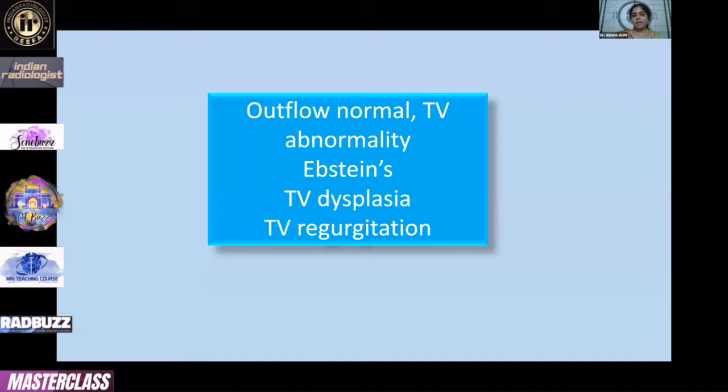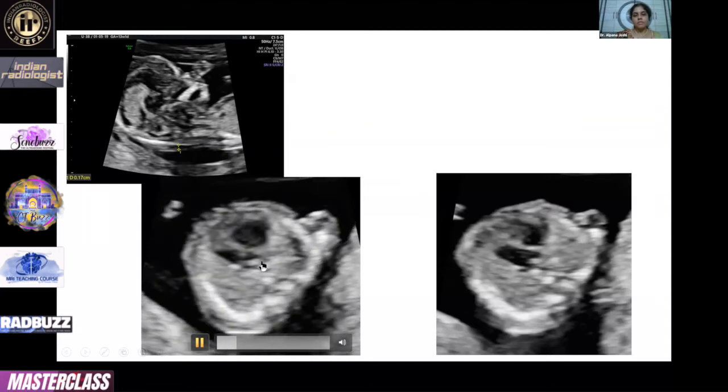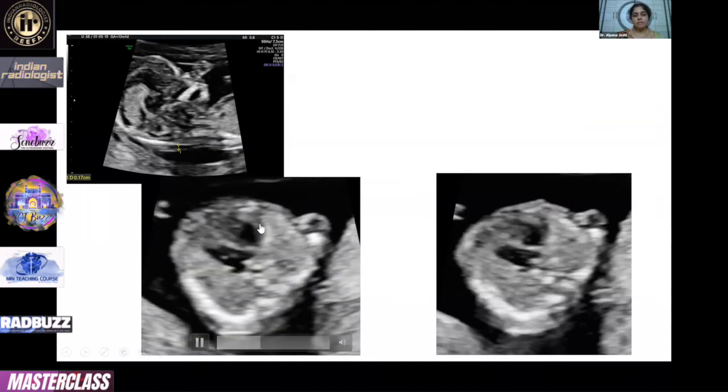It is not Ebstein's because we've seen that the valve was structurally normal. There was no apical insertion of the septal leaflet. So it may be a dysplastic valve if the valve itself is structurally abnormal, or it may be just a regurgitation, and we will come to the causes of tricuspid valve regurgitation later. This patient came for the nuchal scan, the 11 to 14 week scan. The NT was normal. And what you can see here is the left side of the heart.